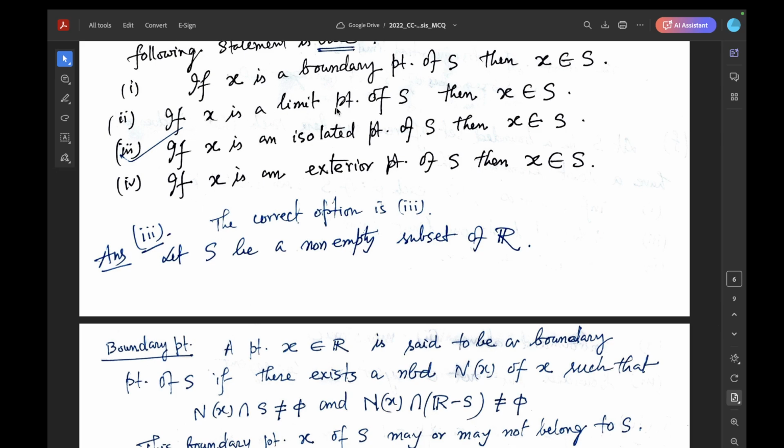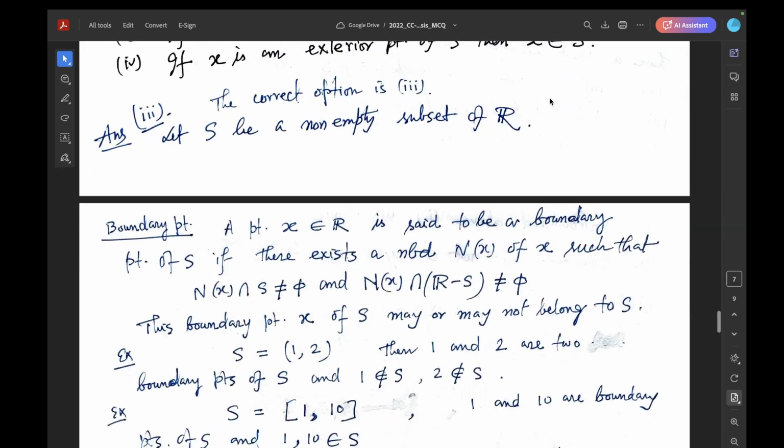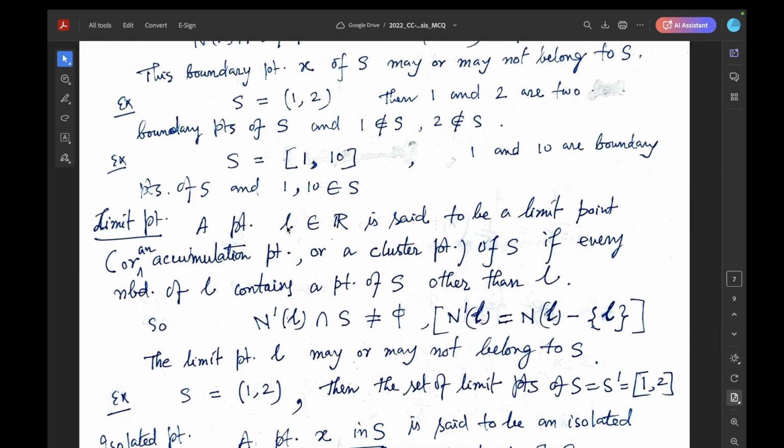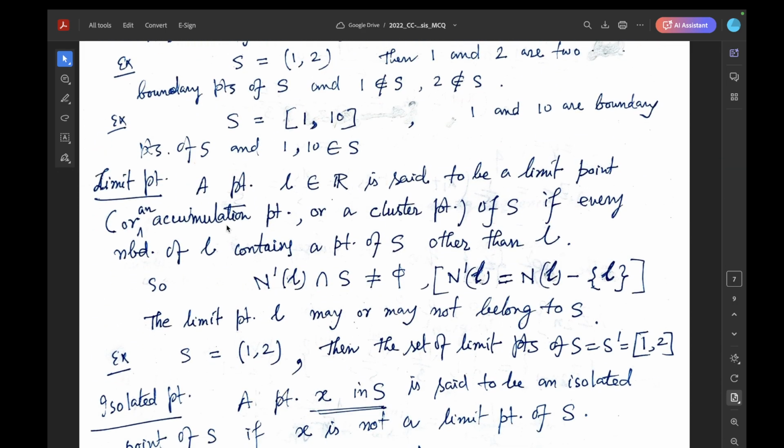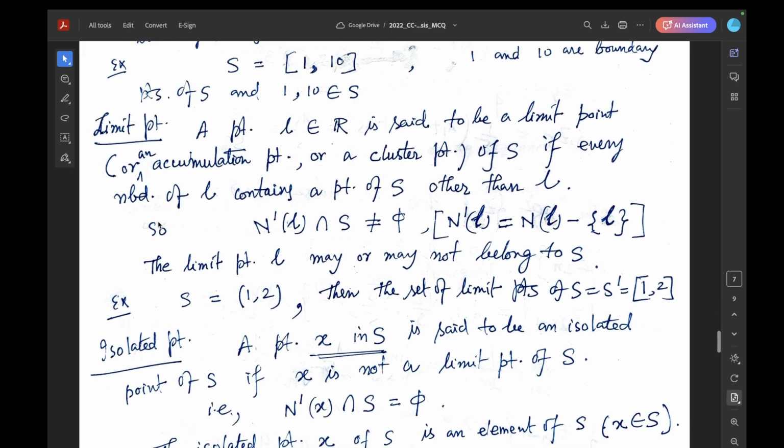If x is a limit point of S, then x belongs to S. No. What is a limit point? A point L belonging to R is said to be a limit point, accumulation point or cluster point of S if every neighborhood of L contains a point of S other than L. That is, N dash L intersection S, the deleted delta neighborhood of L, where dash means deleted. Delete the point L from the neighborhood of L. That is, NL, the neighborhood of L, minus the element L is not equal to phi. The limit point L may or may not belong to the set S.